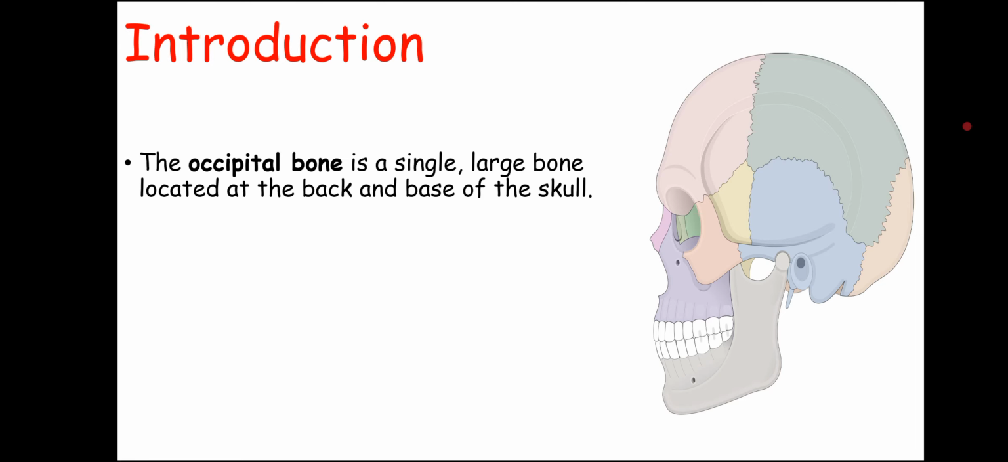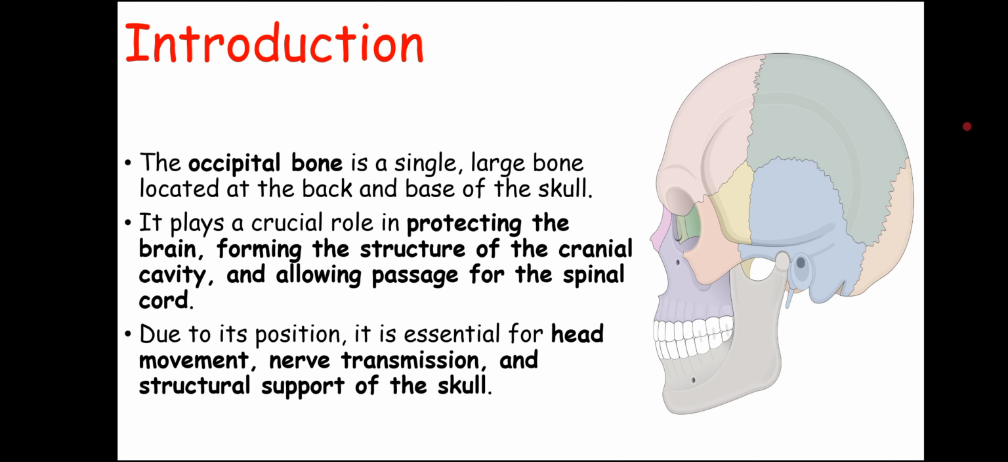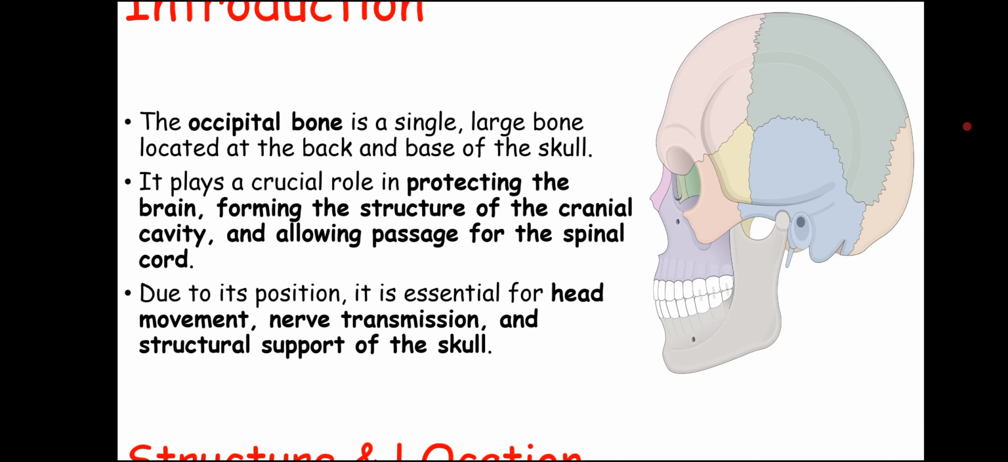Occipital bone is single large bone that is located at the back and base of skull, as you can see in the diagram. It plays a crucial role in protecting the brain, forming the structure of cranial cavity and allowing passage for the spinal cord. Due to its position, it is essential for head movements, nerve transmission, and structural support of the skull.